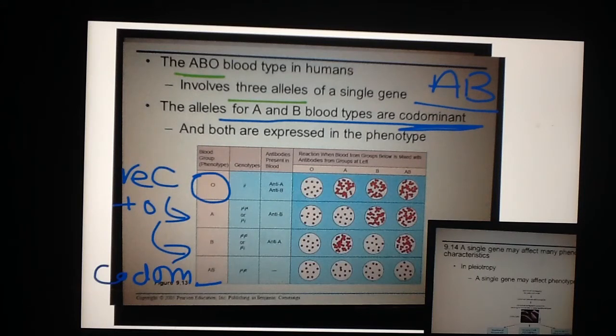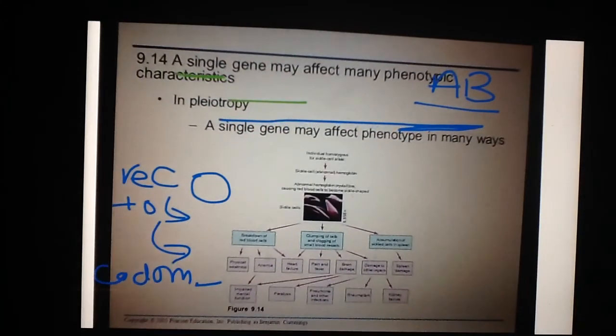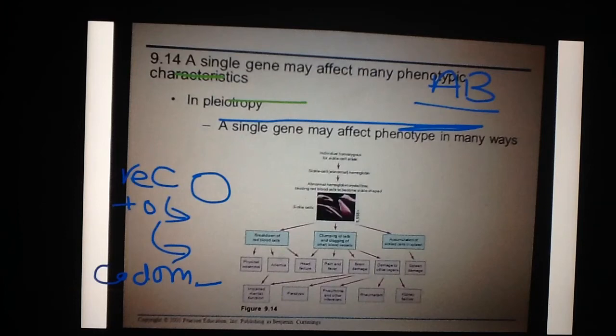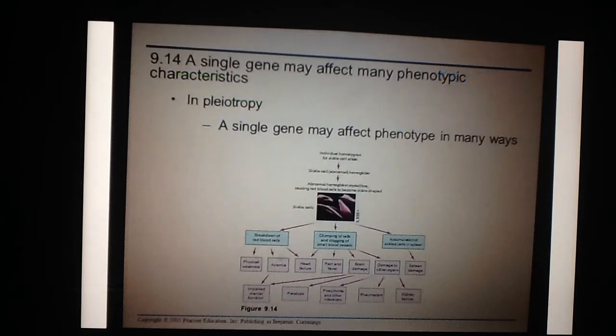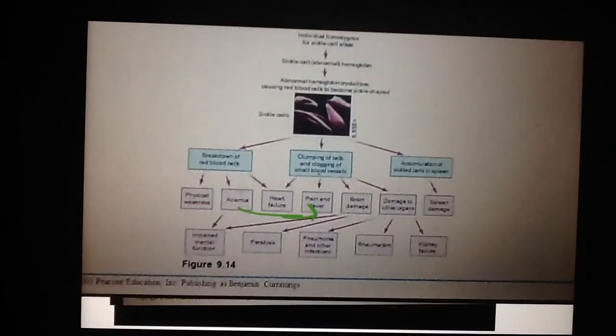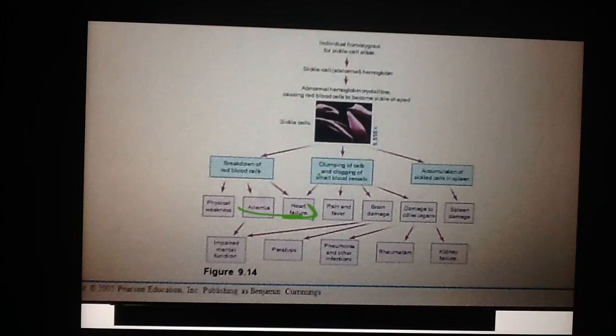Continuing with this idea of how we make it even more complicated, another example is where you can have one gene affect multiple phenotypes. One of the best examples is going back to our sickle cell. So here are our sickle cells. Notice if you have sickle cell, you get lots and lots of different phenotypes. Looking at this chart, you can have kidney failure, you can have rheumatism, which is like arthritis, you can have pneumonia, you can get paralysis, you can have impaired renal function, so your kidneys aren't quite working.